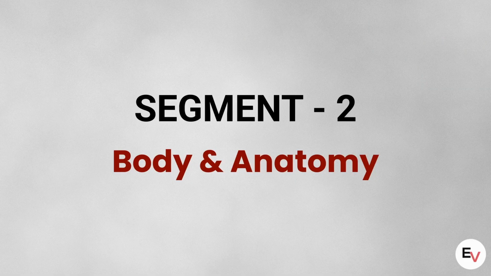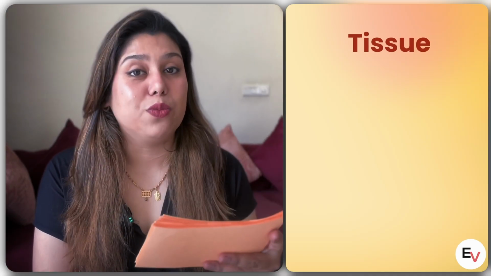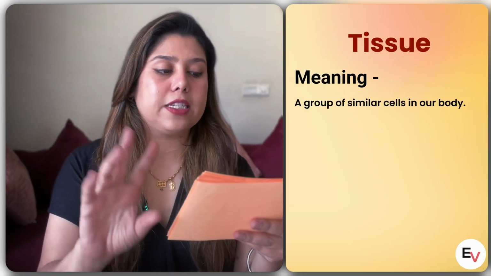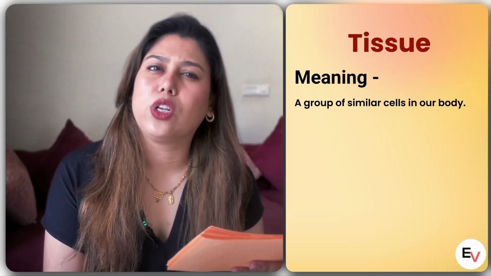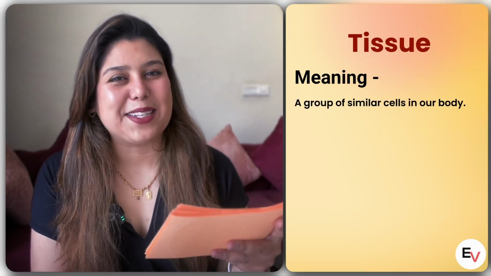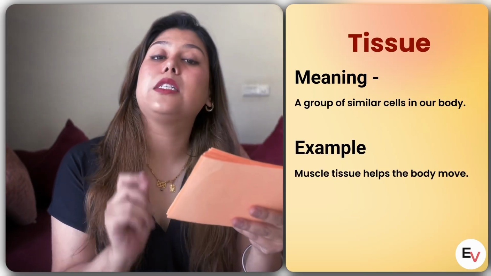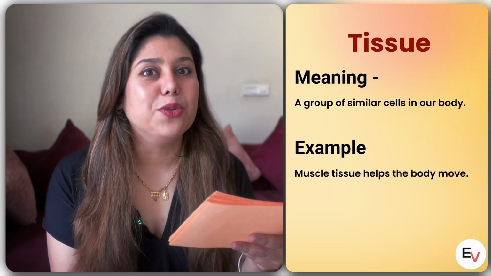Moving on to our next segment, which is body and anatomy. Let's start with our first word, tissue. Repeat after me, tissue. It means a group of similar cells in our body. For example, the muscle tissue or the nerve tissue. Now let's frame a sentence with this word. Muscle tissue helps the body move.